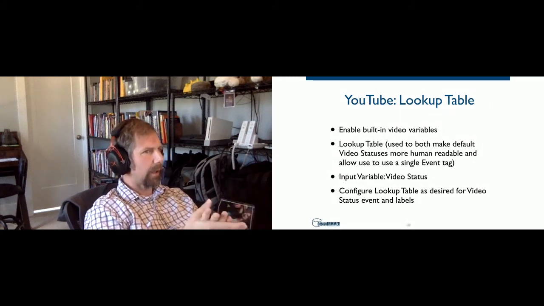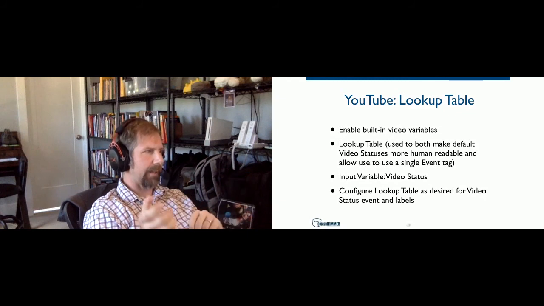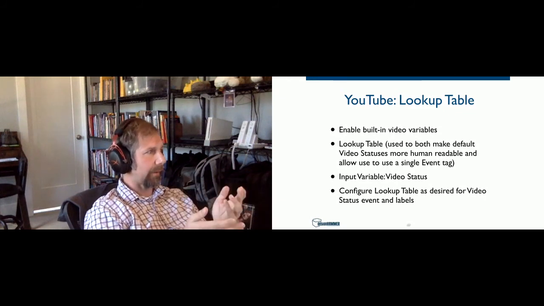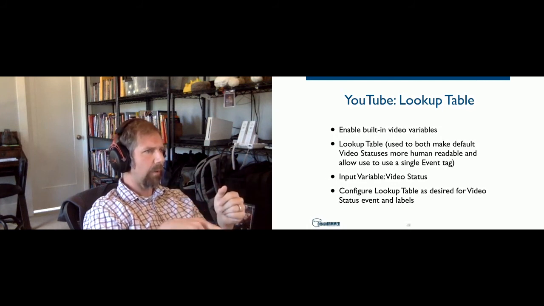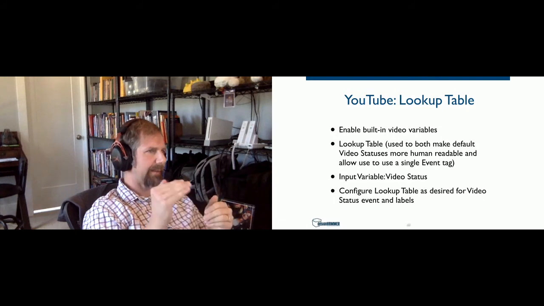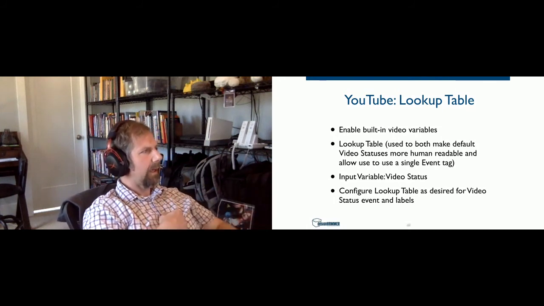And then we're going to look at a lookup table, which is a variable type for the data layer. And we're using this for two reasons. One, the built-in video statuses that YouTube supports aren't the most human readable. They're fine, but they're not great. But also with this lookup table, we can use a single event tag rather than a separate event tag for each of the built-in actions that happens.